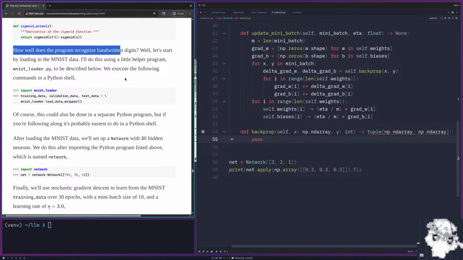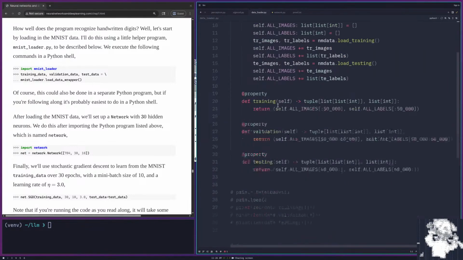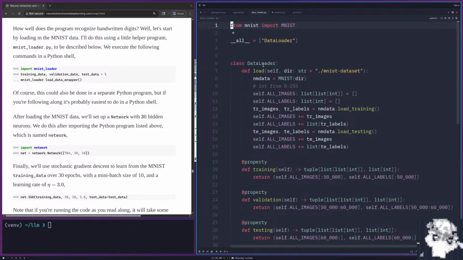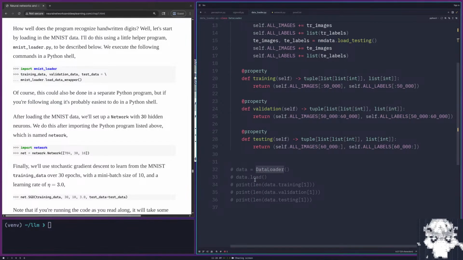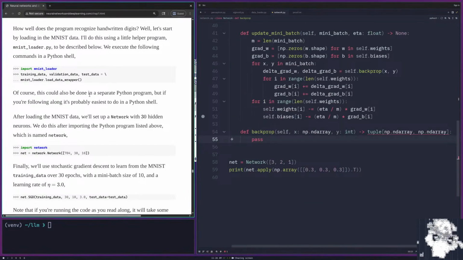How well does the program recognize handwritten digits? Well, let's start by loading in the MNIST data. I'll do this using a little helper program, mnistloader.py, to be described below. We execute the following commands in a Python shell. Import mnistloader, training data, validation data, test data equals mnistloader.loadDataWrapper. So we implemented something similar to this. We can instantiate a data loader and then call data.training, data.validation, data.testing to get the appropriate pieces of it.